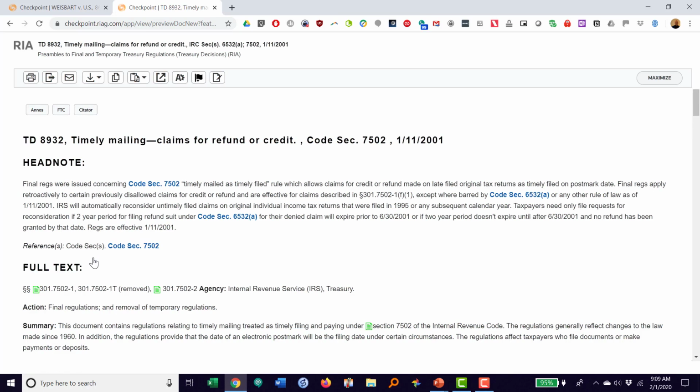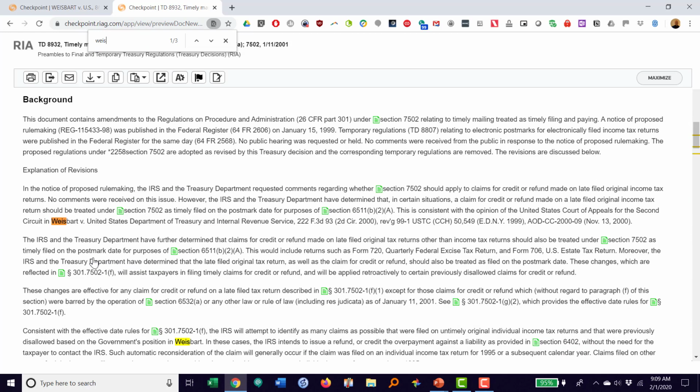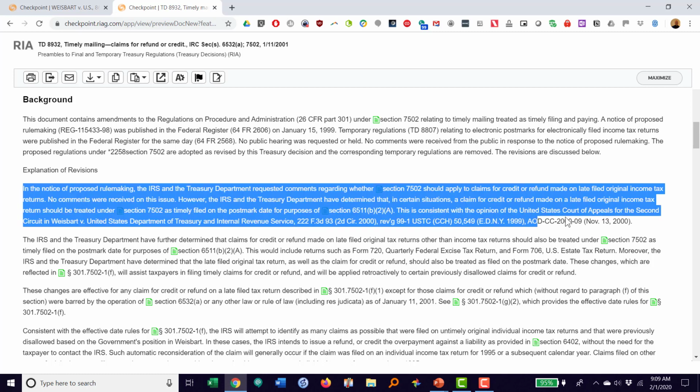And if we bring that regulation up, the best thing I do here is I know Weisbart's been brought up here. So what I do is I just search for the Weisbart case. There it is. And now it tells me that essentially in this notice, they were looking at whether these late filed returns should count with the mailing rule.